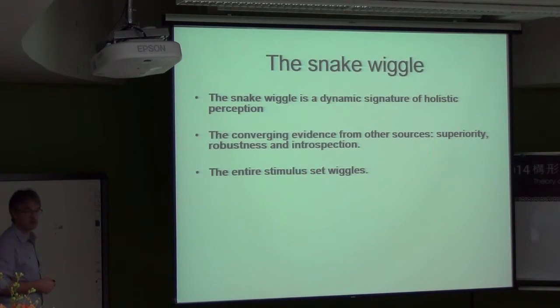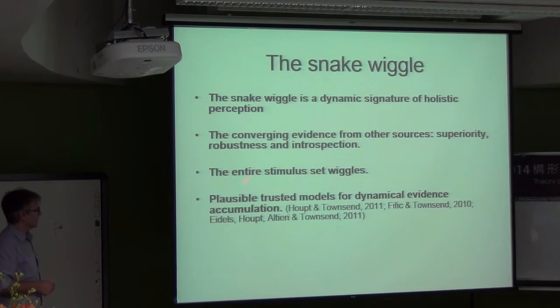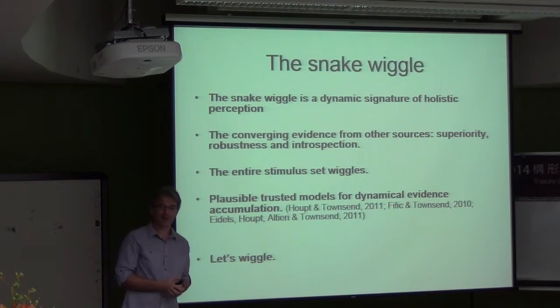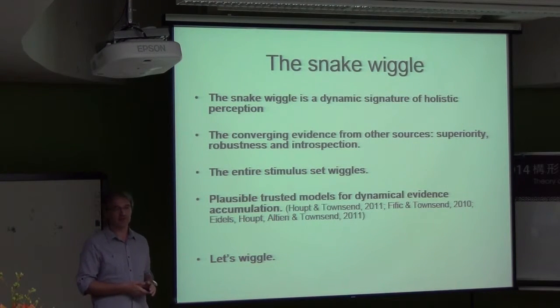The entire stimulus set wiggles, so it's not only one subject that we find. Most of them show the typical change. The possible model here would be the dynamic accumulation model. We talked about this model in the previous paper, and it comes in very handy for understanding similar phenomena. And so, let's wiggle. That's my final point, and that concludes my presentation. If you have any questions, I'll be more than happy to answer.